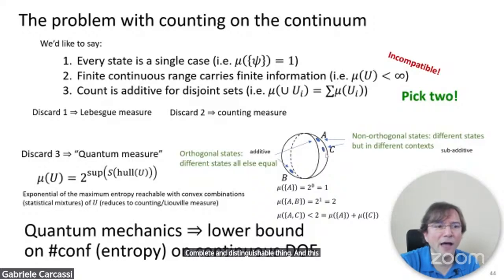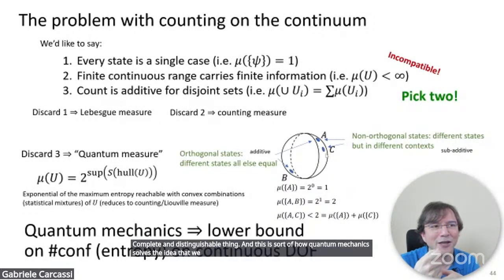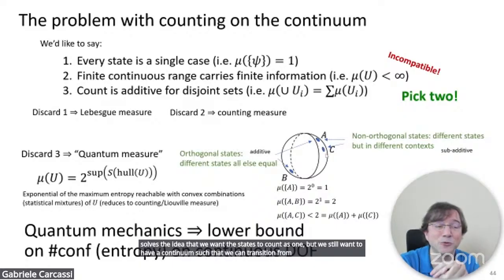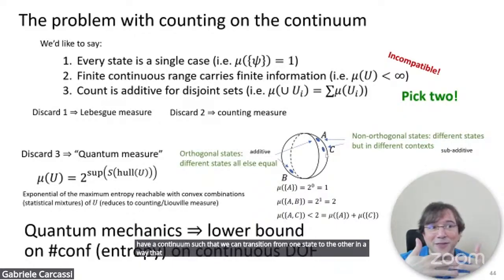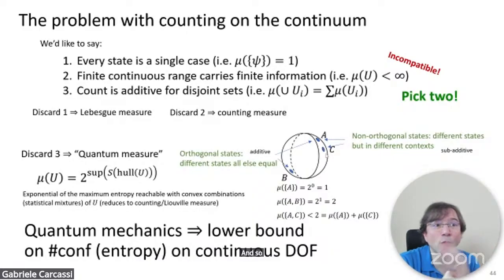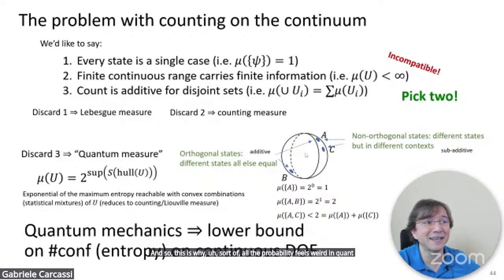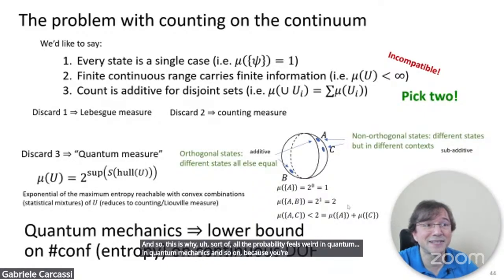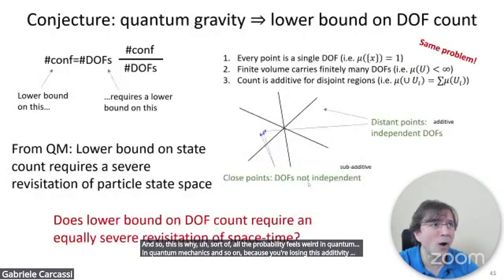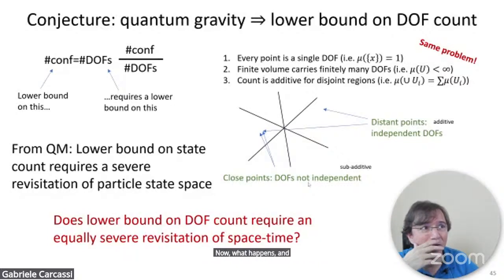And this is sort of how quantum mechanics solves the idea that we want the states to count as one, but we still want to have a continuum such that we can transition from one state to the other in a way that is smooth and differentiable and so on. And so this is why all the probability feels weird in quantum mechanics, because you're losing this additivity property.